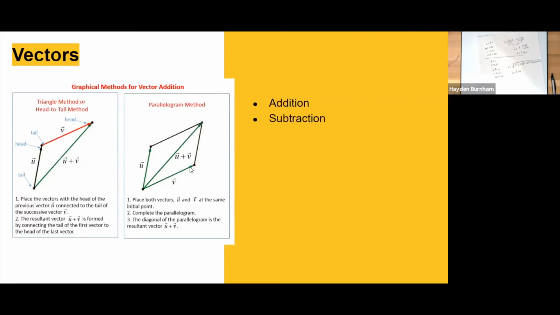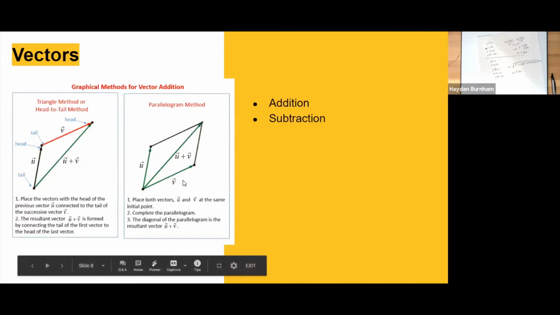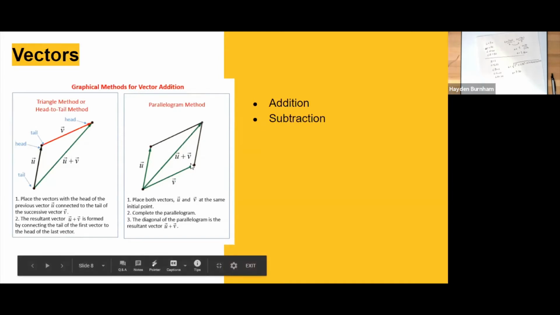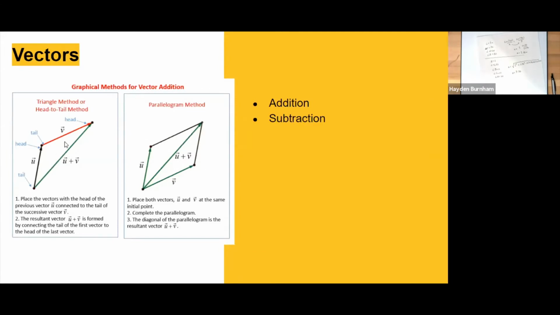And then the other method, which I don't really prefer because it's a little bit more complicated, is called the parallelogram method, which is basically you just take the two vectors and you make a parallelogram out of them, and then you draw from the two corners of that parallelogram. But that method, I feel like it takes more steps.